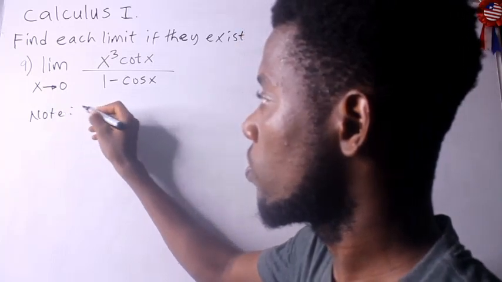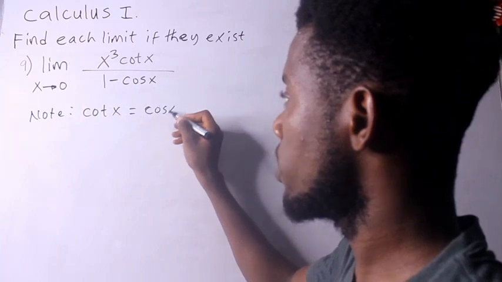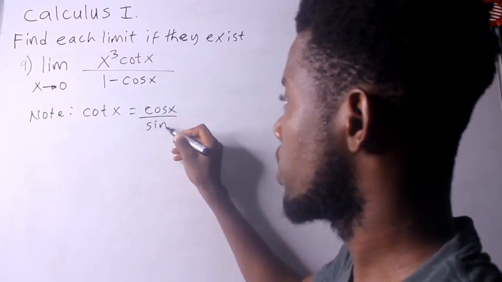Note that cotangent of x is cos of x all divided by sine of x.